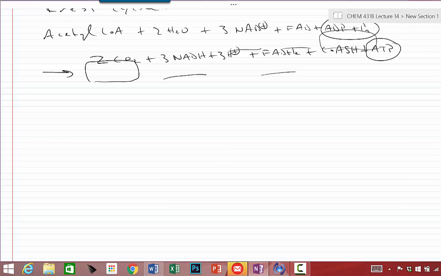Yeah, don't worry about this mechanism here. That's a little bit too complicated. You've got things flipping over. That's hard to follow.